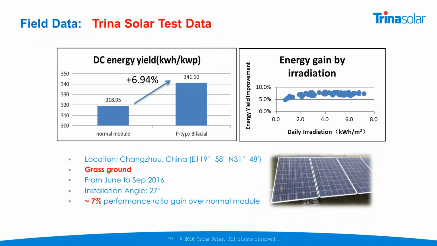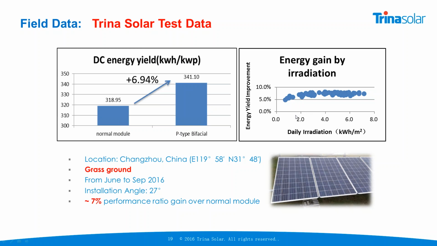We've done some tests in Changzhou, at our headquarters in China, and I'll give you a quick summary of that. This experiment is comparing bifacial P-type modules with standard dual glass modules, and it is done in Changzhou, in China, with a grass ground. You can see that in an experiment that lasts a few months, from June to September 2016, we got about 7%, 6.94% additional energy for the same kilowatt peak. So we compare here the energy yield, kilowatt hours per kilowatt peak.